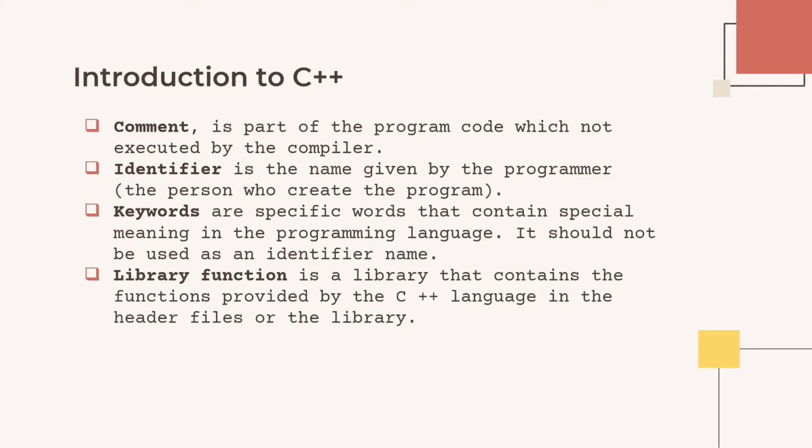And the next is library of function. In contrast with keywords, a library of function is a library that contains the functions provided by the C++ programming language in the header file or the library. The functions are used to perform a particular task. Functions are grouped according to type and characteristic and are stored in a file with the extension .h. For example, the function cout is stored in the library file iostream.h, and cout is used to print on the screen.